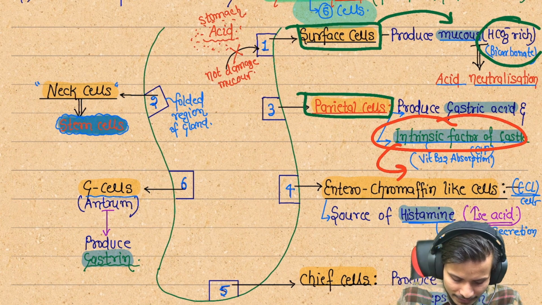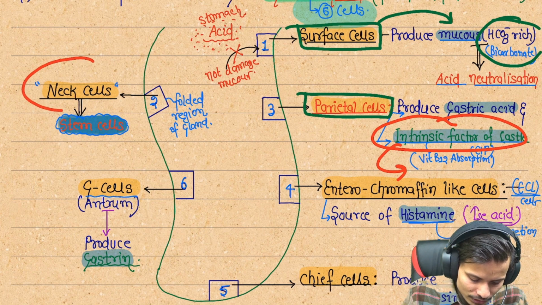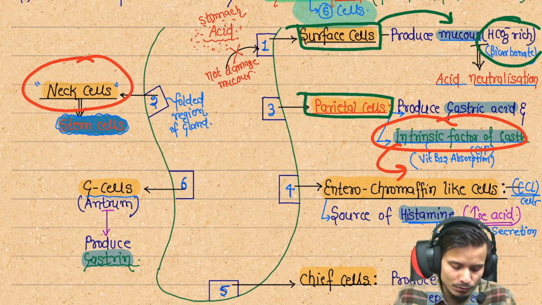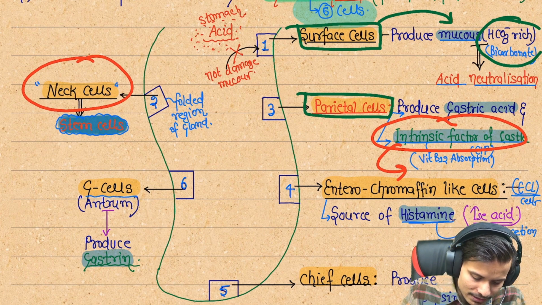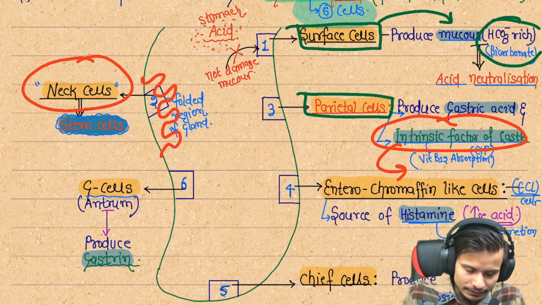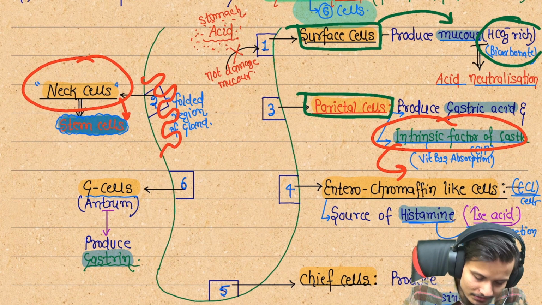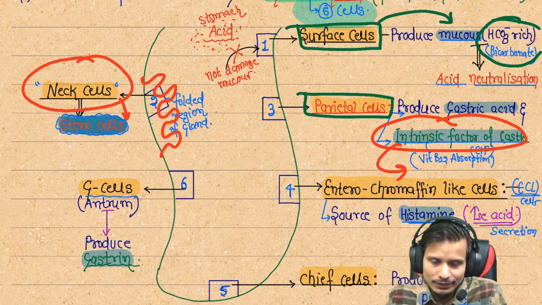Now the third one is the mucous neck cell, or we can say the neck cell. The neck cells are situated in the folds of these glands, and the neck cell acts as a stem cell. They are going to produce the different cells of the gastric gland.